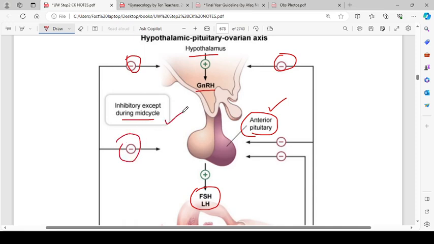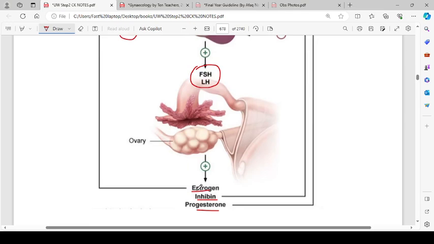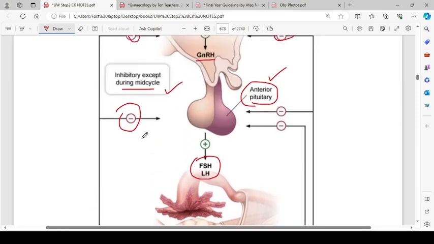Inhibitory, except during mid-cycle. Yeah, during mid-cycle, the estrogen surge is not inhibitory, right? During mid-cycle, there is an LH surge because of excessive estrogen. Yeah, otherwise it is inhibitory.